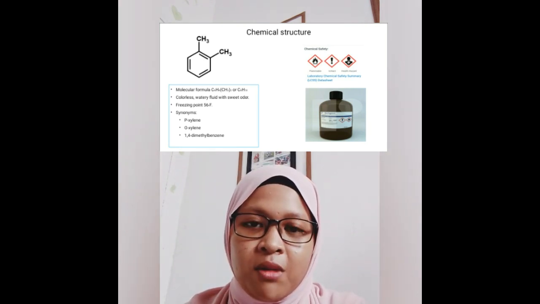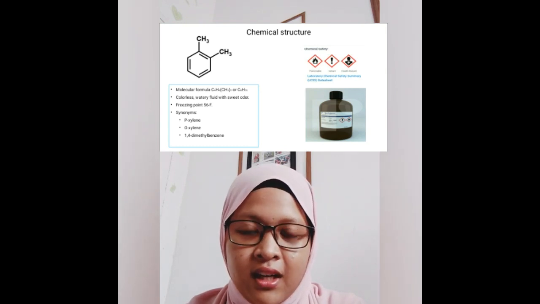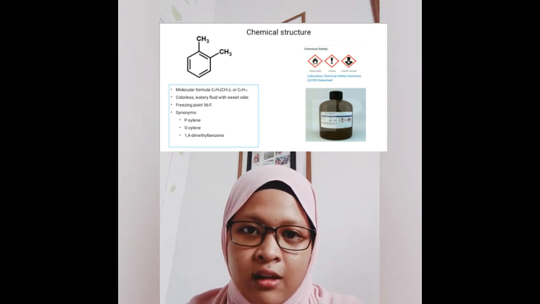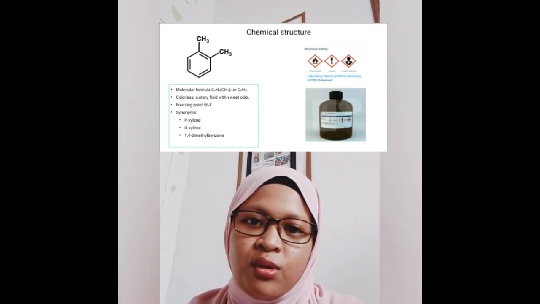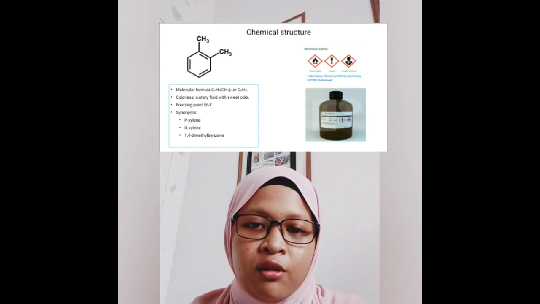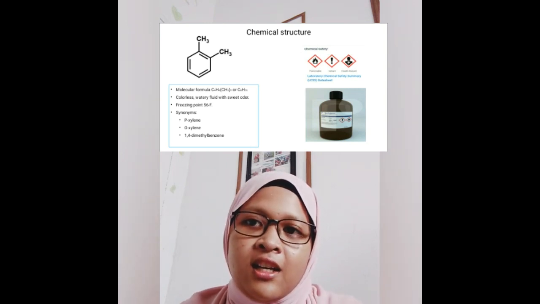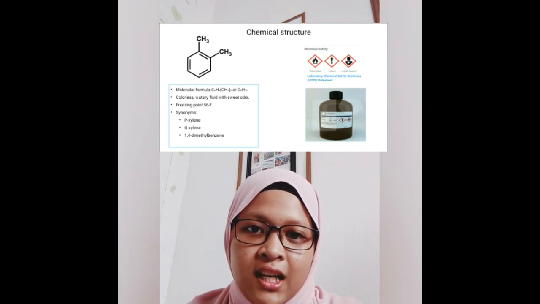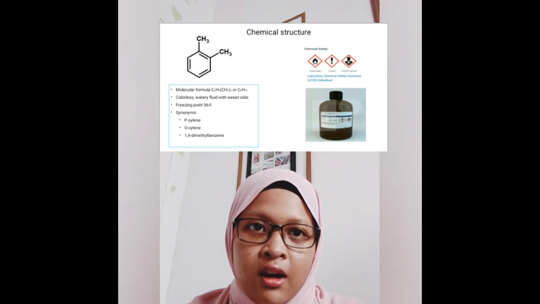This is the chemical structure of xylene, whose other names are dimethylbenzene, xylol, and methyltoluene. Xylene has three isomers depending on the position of the methyl groups: paraxylene, orthoxylene, and metaxylene, or 1,4-dimethylbenzene. It is a colorless, watery fluid with a sweet odor, which is why xylene is characterized as an aromatic solvent. Its freezing point is 56 degrees Fahrenheit.